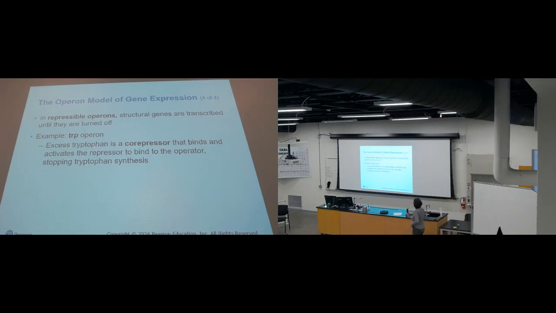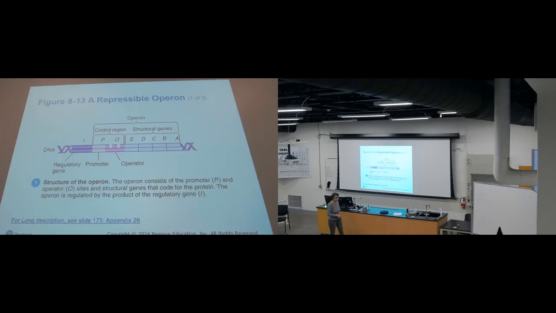So the trp operon, or TRP operon, will be repressed when you have an excess of tryptophan. That will be a co-repressor. So this co-repressor will bind to the repressor itself, and when this co-repressor binds to this repressor, the RNA polymerase won't be able to bind to the promoter region, so these structural genes won't be expressed. So you stop the synthesis of tryptophan.